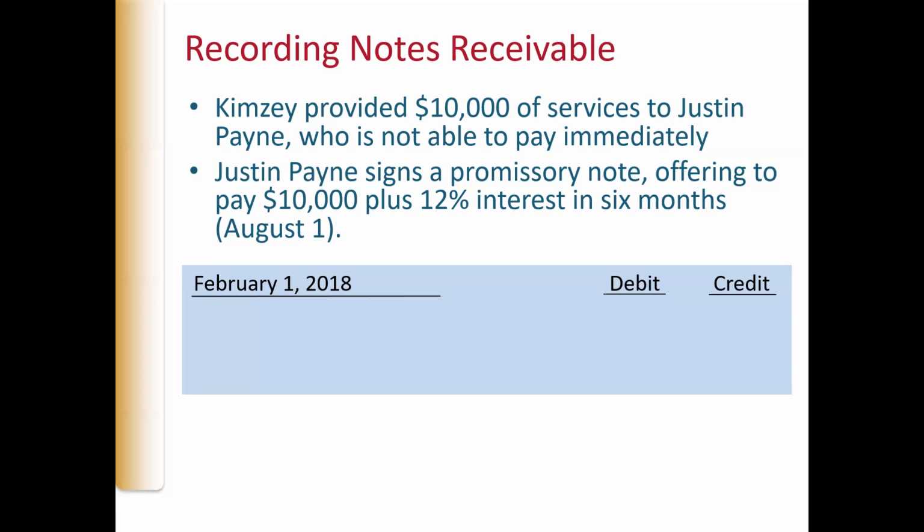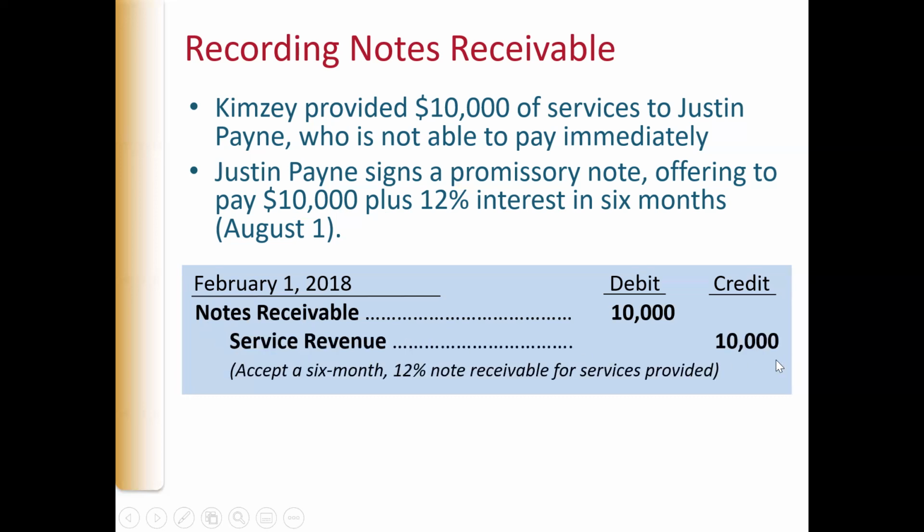Okay. So Kimsey provided $10,000 of services to Justin Payne, who isn't able to pay back immediately. Justin Payne signs a promissory note offering to pay $10,000 plus 12% interest in 6 months. So what we'll do here is we'll debit notes receivable and we credit our service revenue.